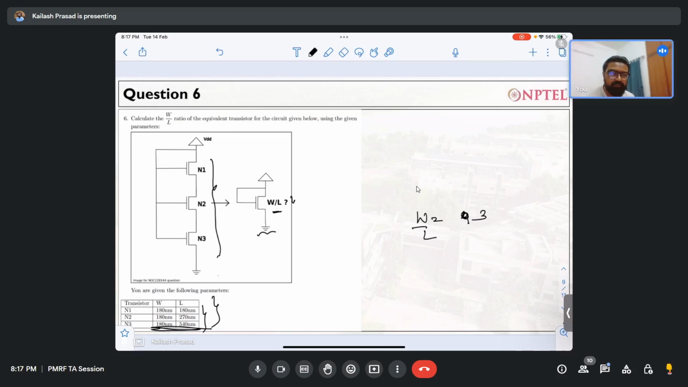Does anyone have the answer? What happens when the transistors are in series and have the same gate voltage? Is there any change in W, or can we have an equivalent W and L?